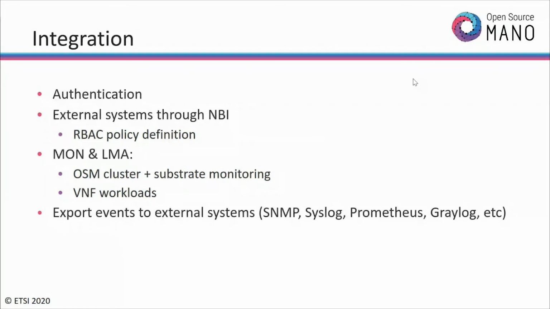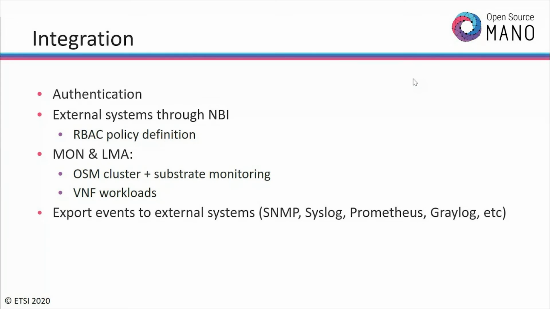And then the final point with regards to integration has to do with integration with external systems, in case users want to export OSM events to these systems. So, for example, we can already build SNMP traps for Nagios. This is just an example. Nagios can be set up to send alerts to external systems through these SNMP traps.